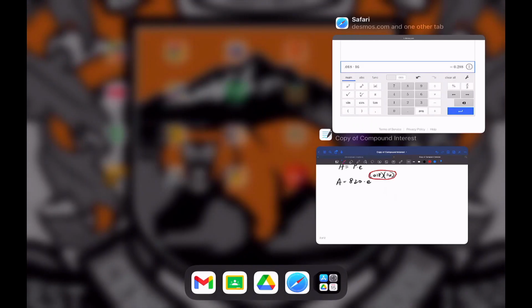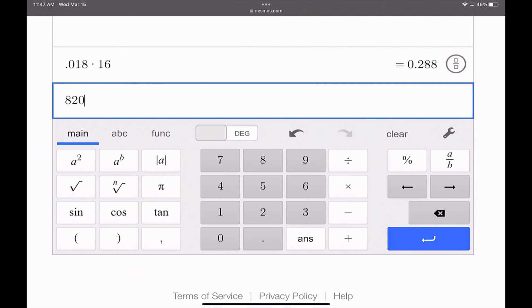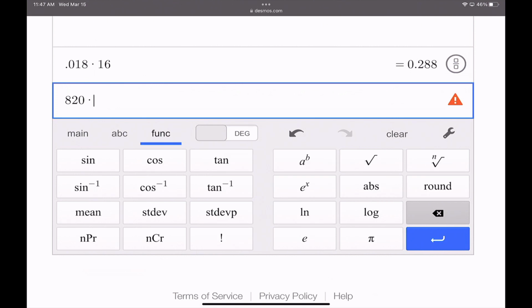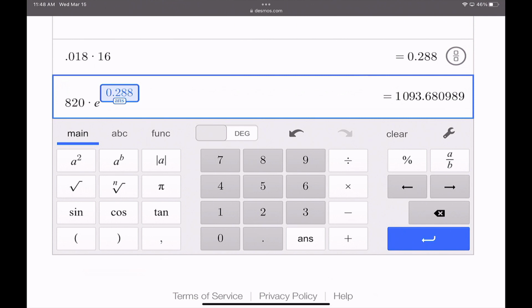So now I'm going to put in how much money? $820 times E. E is under the function. And then what power do I want? I want the power from my previous answer. So I'm going to go back to main, and I'm going to hit that answer button right below 3. That's your old answer. And that's the number.